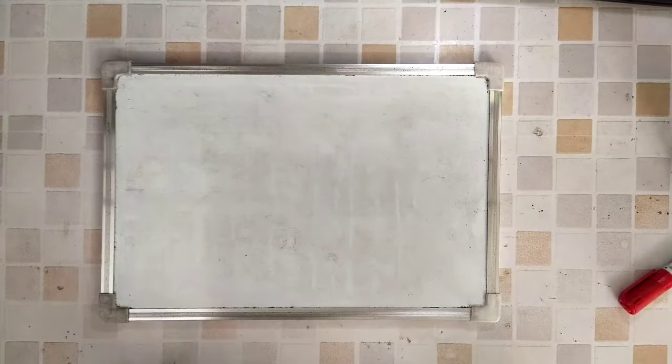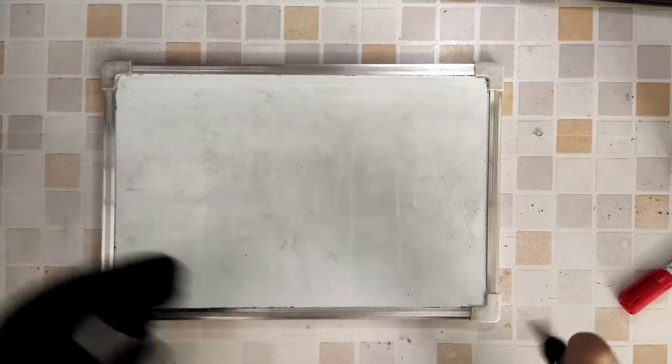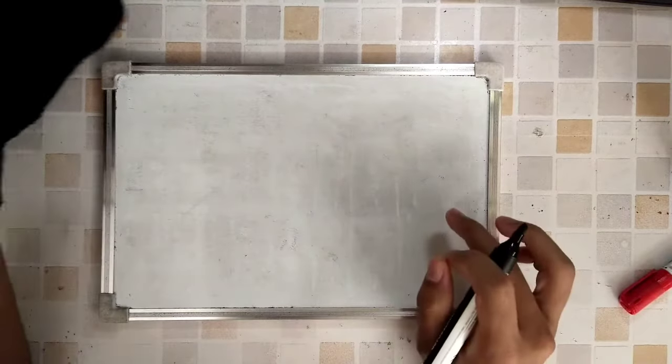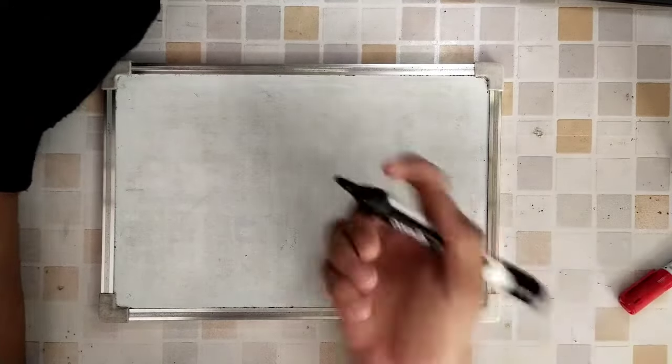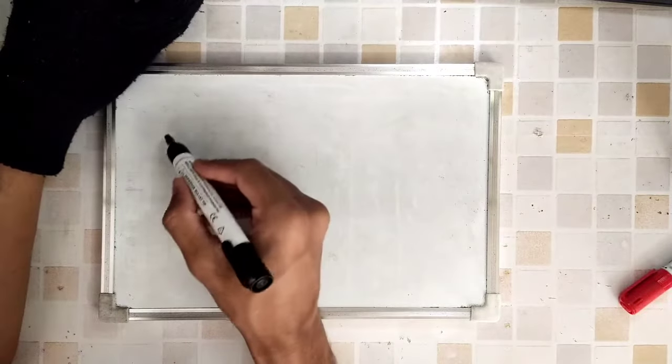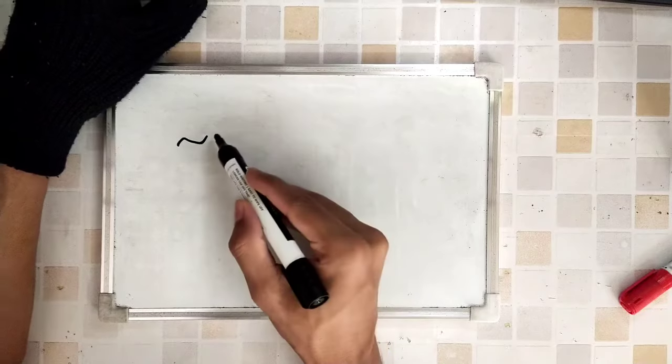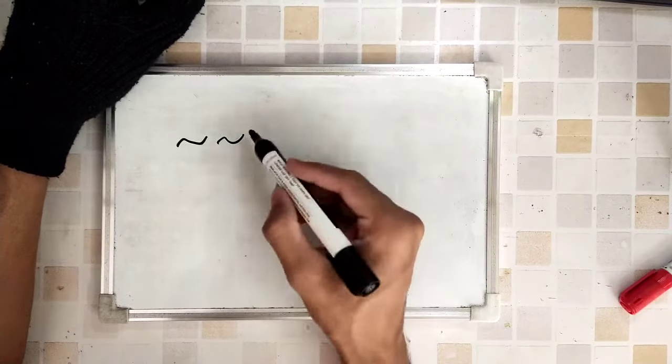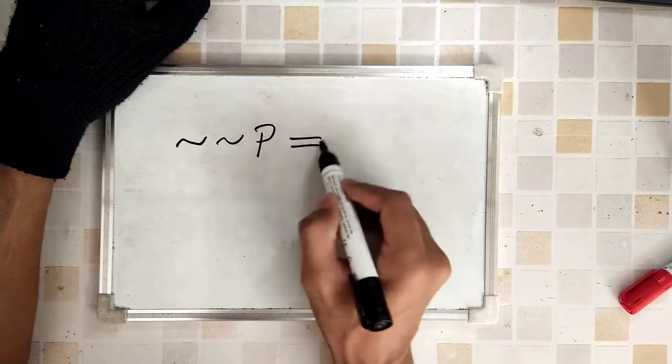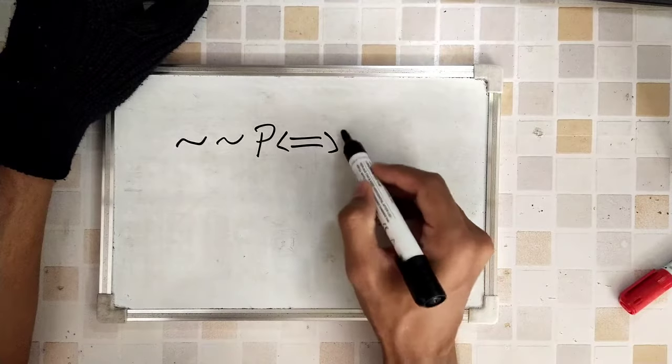So the first law of logic is the law of double negation. Okay, so one by one, if you write it down in your book or paper, it will be good. So the first law is nothing but the law of double negation. So you know this is negation, so double negation is two times negation. Two times negation of anything is logically equivalent to the thing itself.